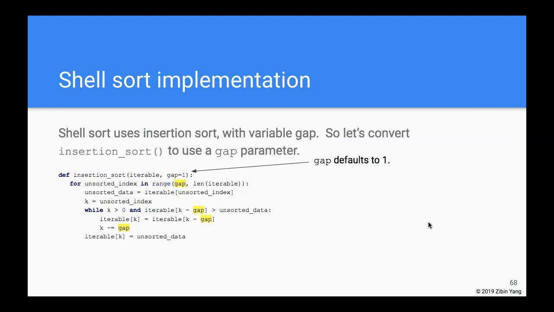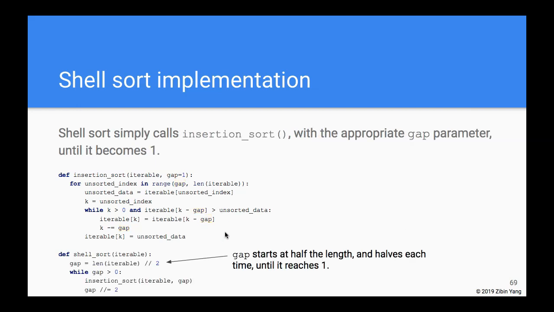So with the insertion sort that takes a gap parameter, all we have to do for shell sort is call it repeatedly with a different gap. The gap that we start with will be the length of the iterable divided by 2. We start at half the length, and as long as the gap is bigger than 0, the smallest one we want being 1, we just call the insertion sort with the gap, and then to prepare for the next iteration, we halve the gap. So that's it for shell sort. It's pretty simple once we have the insertion sort.